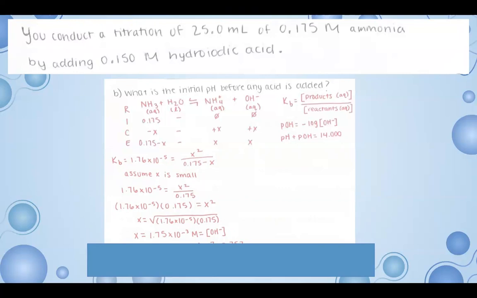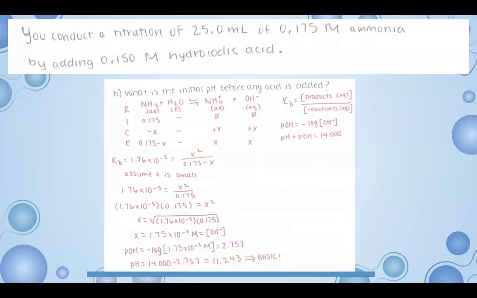We then can multiply by 0.175 to isolate x squared, and then take the square root to find x, which is 1.75 times 10 to the negative 3 molar, which is equal to the concentration of OH-. We then can take the pOH, which is the negative log of this, and get 2.757, subtract that from 14 to get a pH of 11.243. This makes sense that it's basic because we have not yet added any acid.